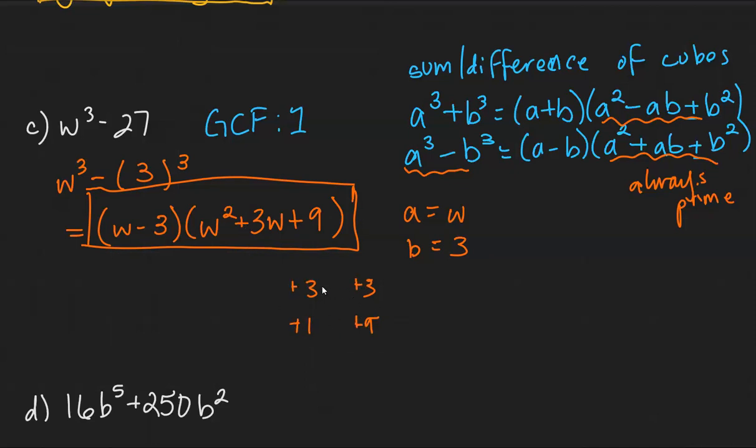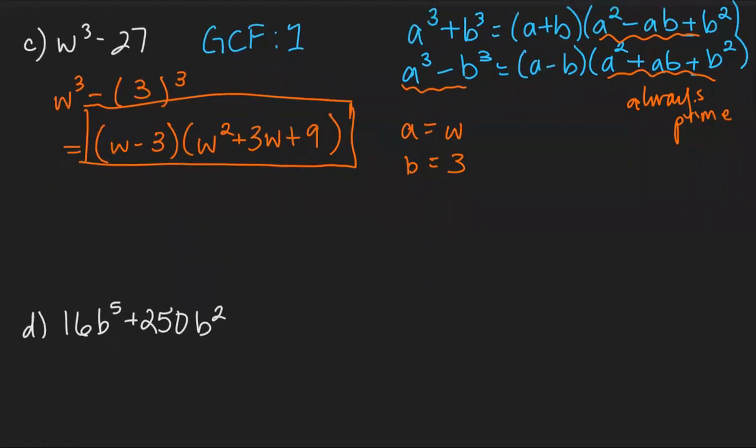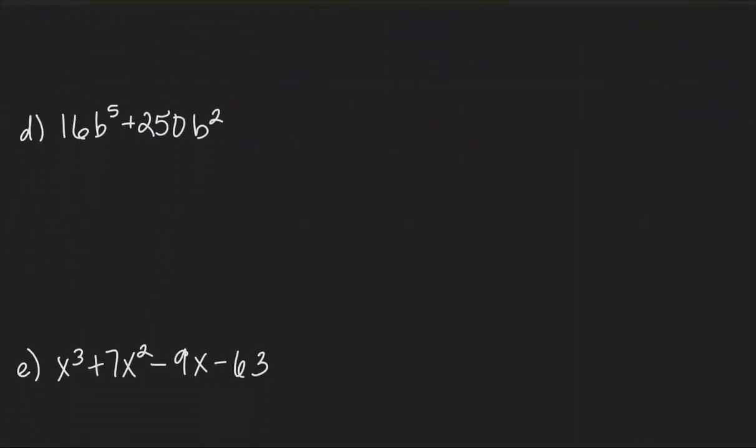And there's no 3 plus 3 is 6, 1 plus 9 is 10. So there's no way I can get that combination. Okay, let's keep going. Let's apply this sum difference again.